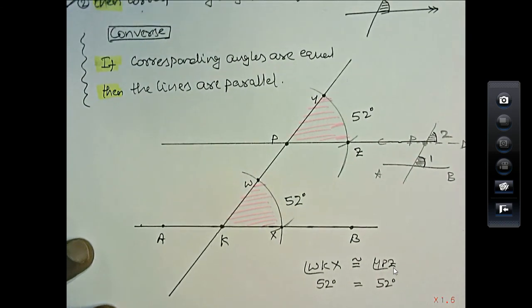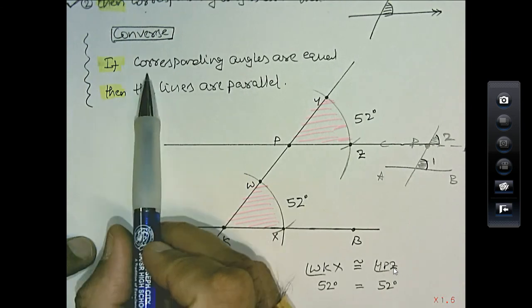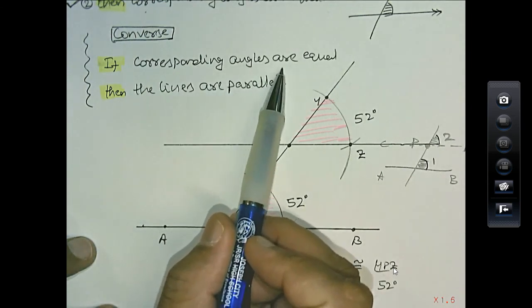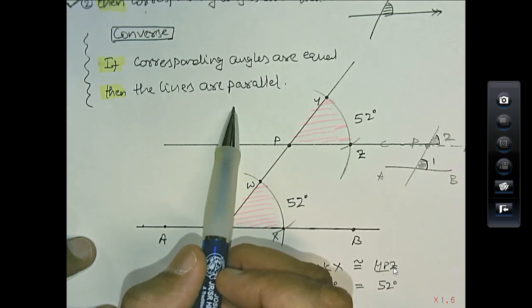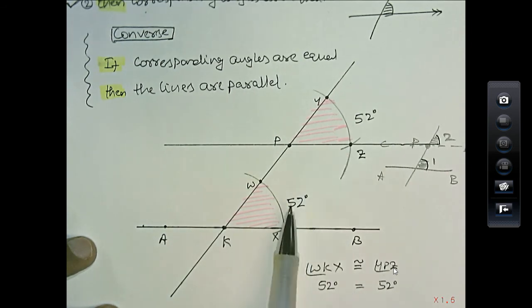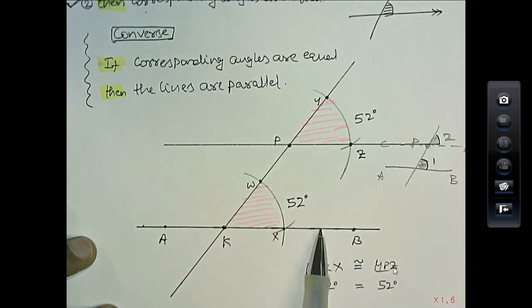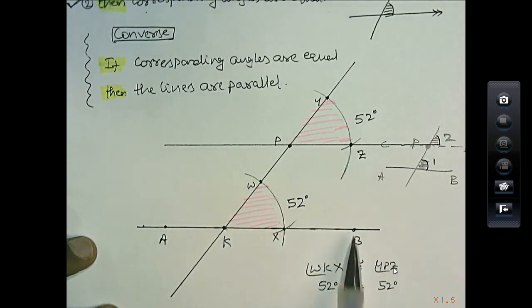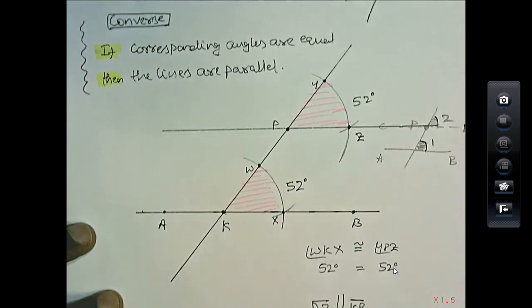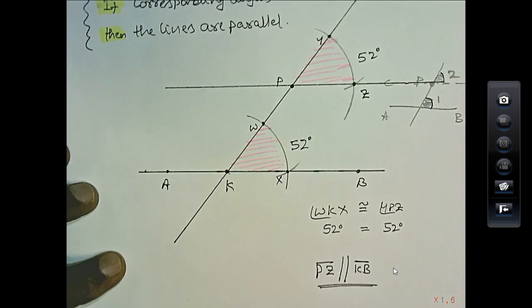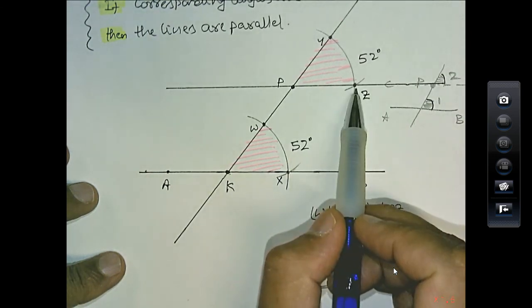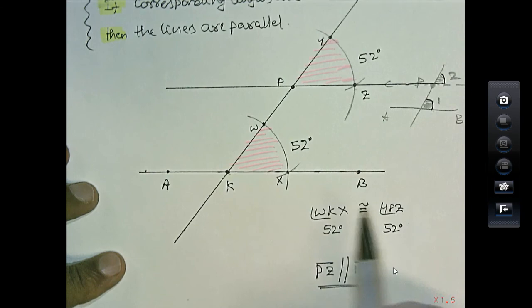So now let's refer back to the converse statement. If corresponding angles are equal, then the lines are parallel. I see that the corresponding angles are equal. So can I say that these two are parallel lines or not? The answer is yes. So this is PZ. Let me say that line segment PZ is parallel to KB or AB, whatever you want. Therefore, these two are there. My bad. So here, PZ and KB, they are parallel lines.